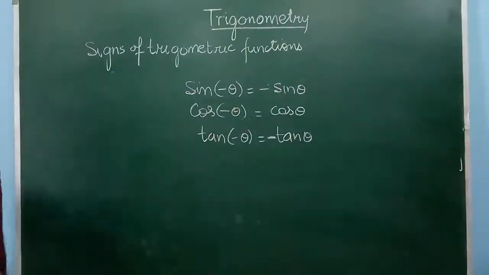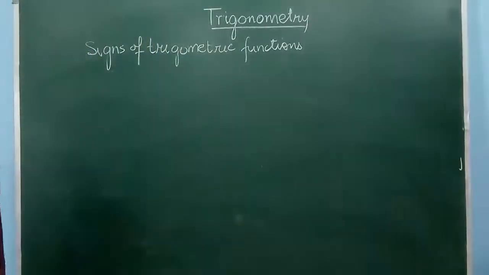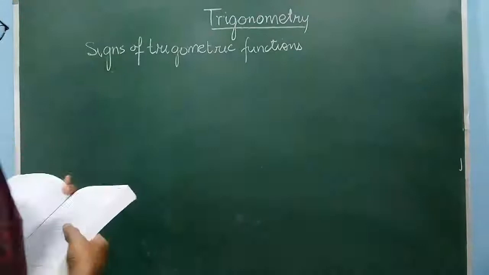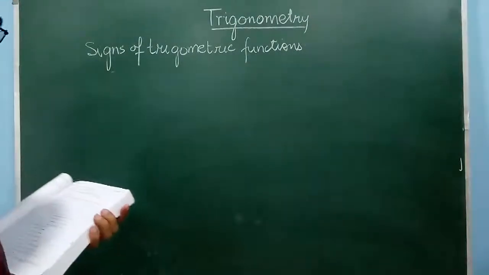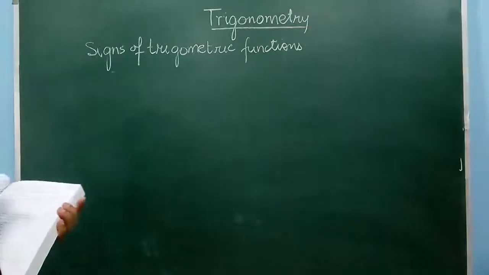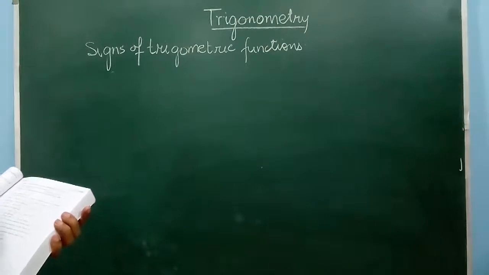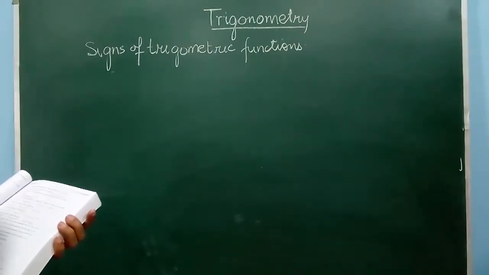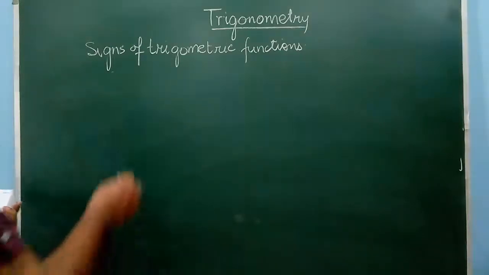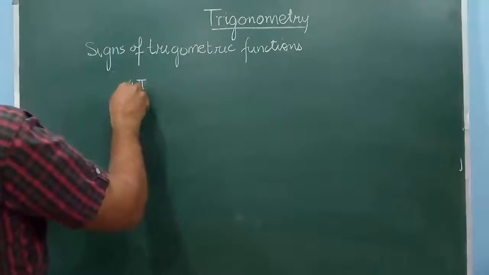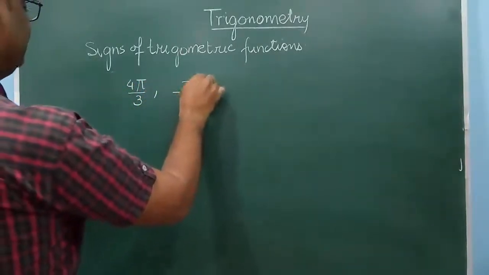So in the first question they have given you the domain and the range, which we don't have to find. We just have to find the sign of the trigonometric function. Domain and range I have already told you. Which of the following trigonometric functions are positive for the angle 4 pi by 3 and minus 7 pi by 3?